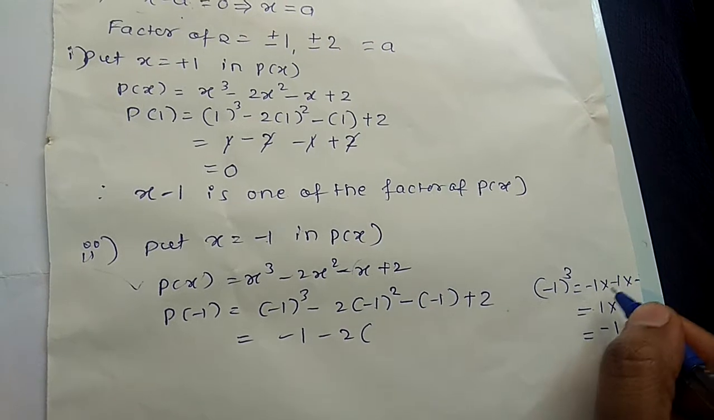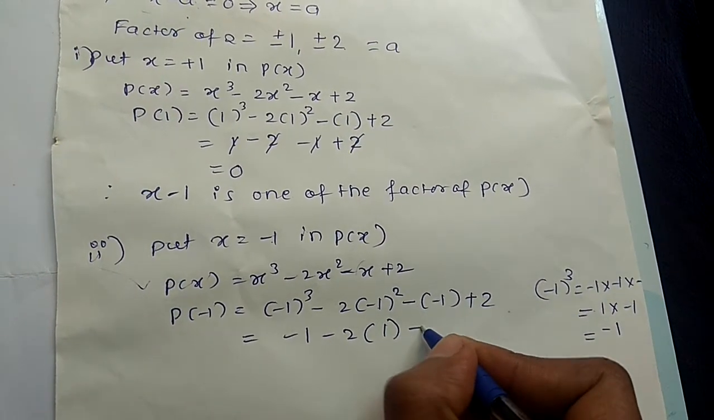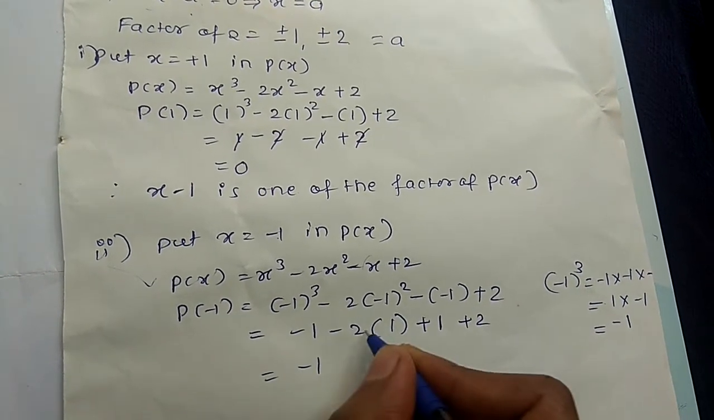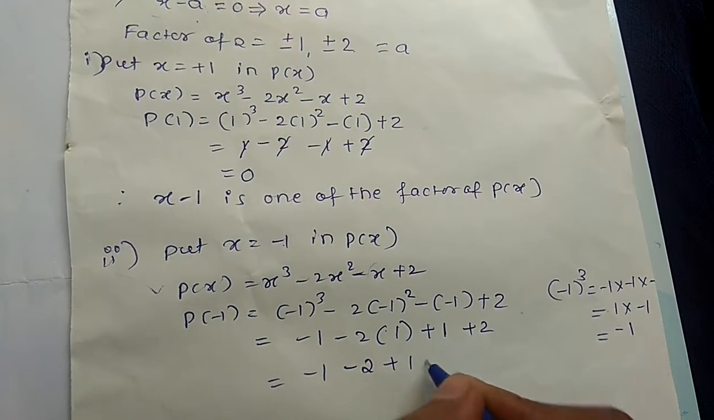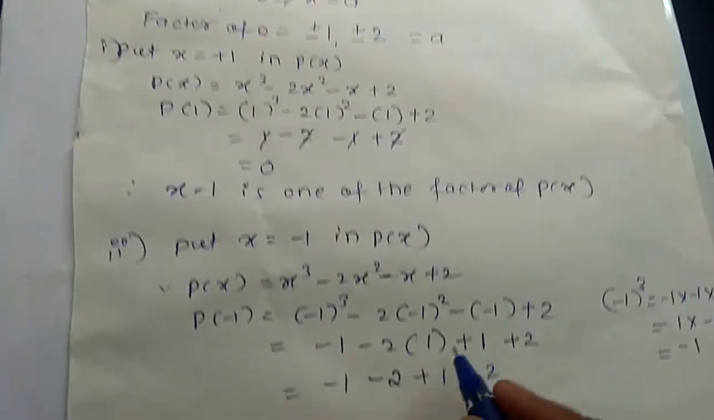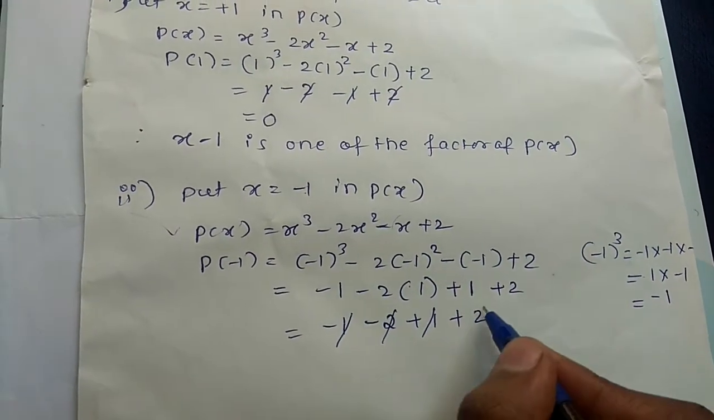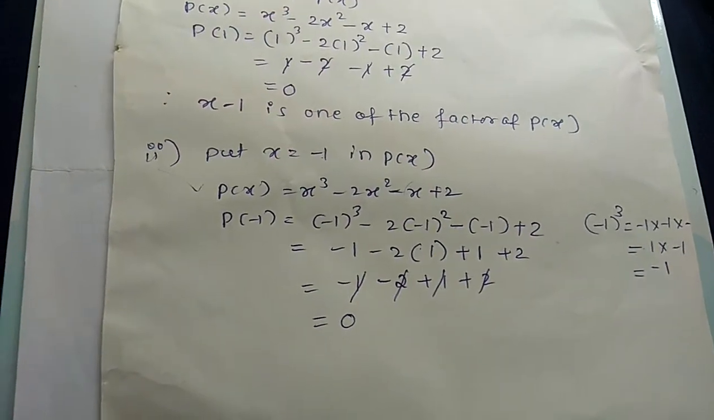Minus 1 into minus 2 we are done here, square. So that is plus 1. Minus minus will be plus, this 1 plus 2. So here you can solve. This is 2 1s are 2. Minus plus will be minus, plus 1 plus 2. You can see here minus 1 plus 1 will get cancelled, 0. Minus 2 plus 2. So here also you got what? P of x is 0.